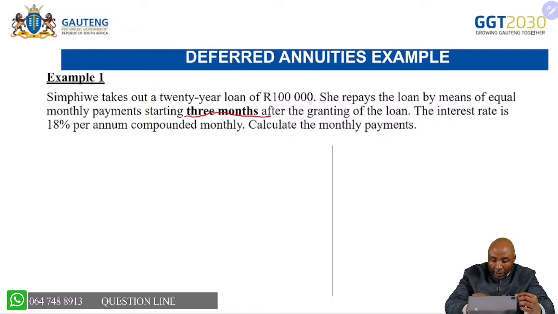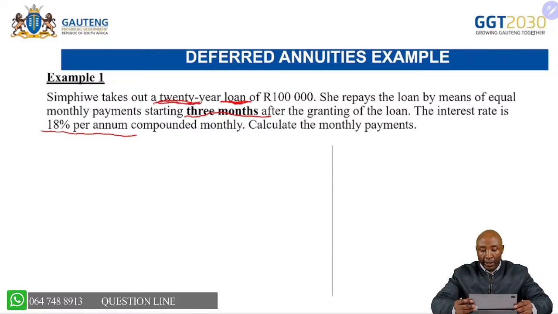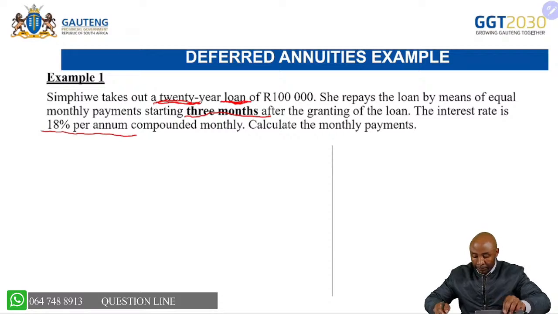We have got a loan. We are able to choose which annuity we are dealing with. Means of equal monthly payments. We know that this is an annuity starting 3 months after the granting of the loan. Interest, we have it. Our time period, we have it, 20 years. So let's quickly extract the information.